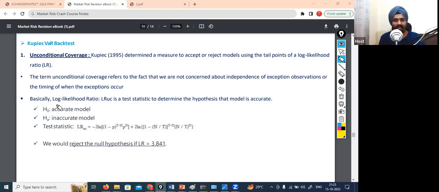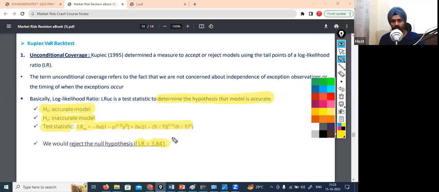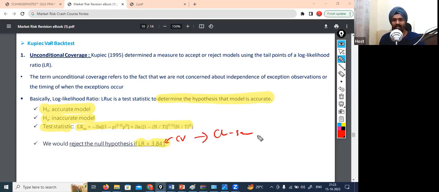Basically, we are running a hypothesis test on whether the model is accurate or not, where the null is that it's an accurate model and the alternative is that it's an inaccurate model. I run this test statistic and check if it is greater than the critical value. The critical value here is derived from the chi-squared table, and it's 3.841. Remember this.